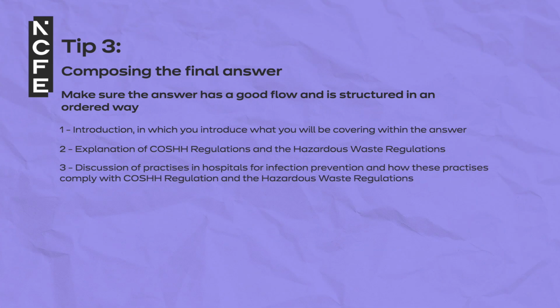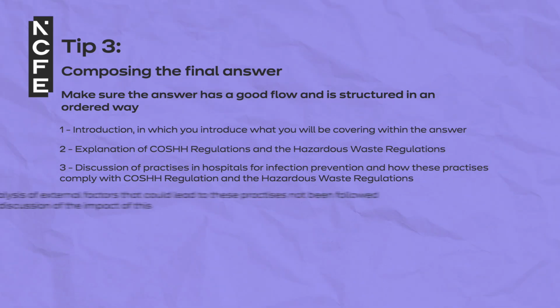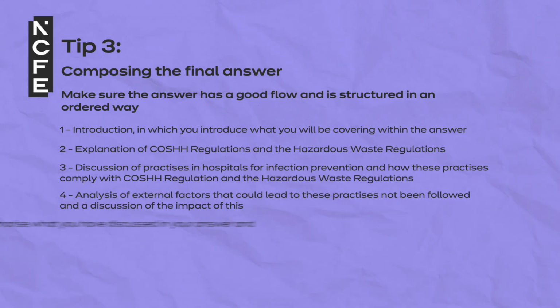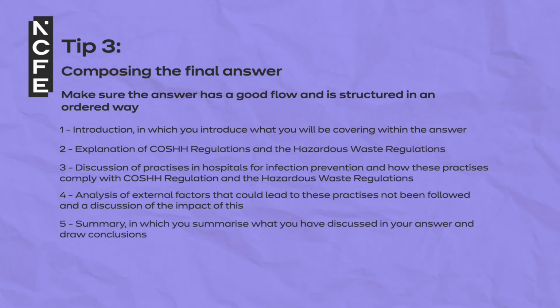After that, a discussion of practices in hospitals for infection prevention and how these practices comply with COSHH regulations and the hazardous waste regulations. Then, an analysis of external factors that could lead to these practices not being followed and a discussion of the impact of this. And finally, a summary in which you can summarise what you have discussed in your answer and draw conclusions.